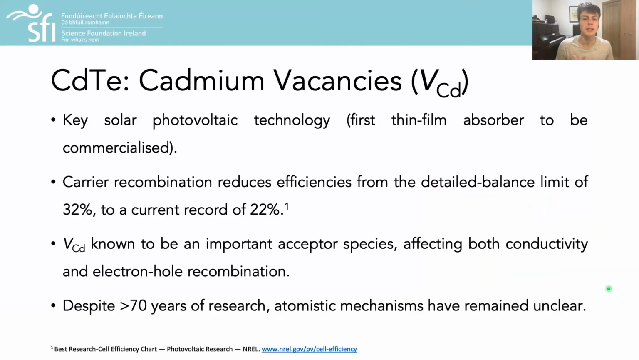Cadmium telluride is a key photovoltaic material, being in fact the first thin-film photovoltaic absorber to achieve commercialization. Efficiencies are still well below the detailed balance limit of 32%, however, with a current record performance of 22% by First Solar. Cadmium vacancies have long been known to be an important acceptor species in commercial cadmium telluride, which is typically grown under tellurium-rich p-type conditions, favoring the formation of these defects.